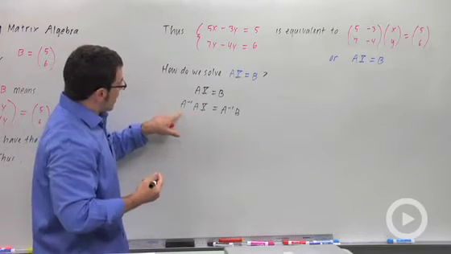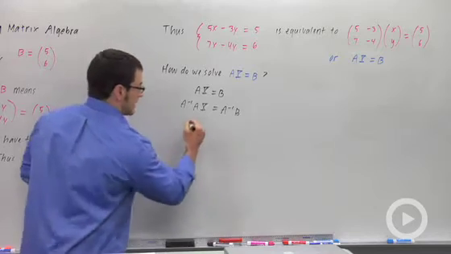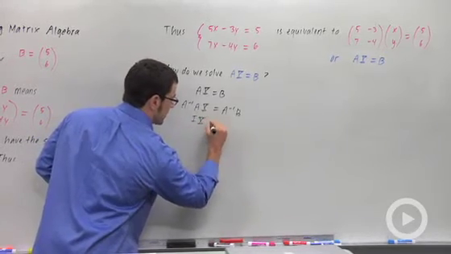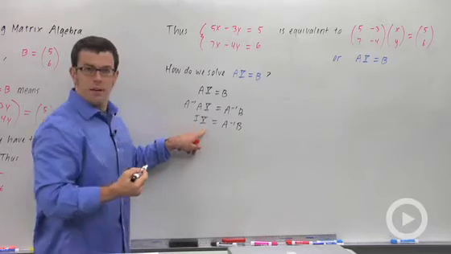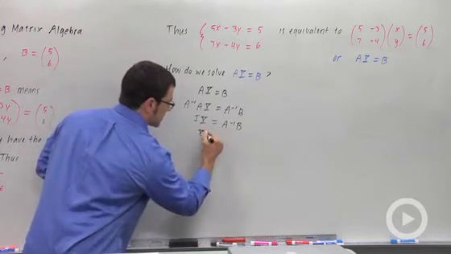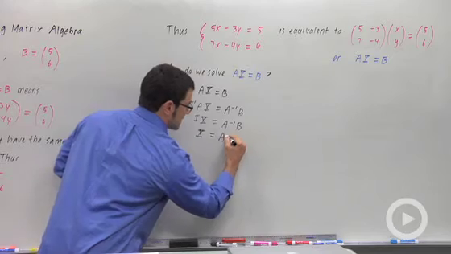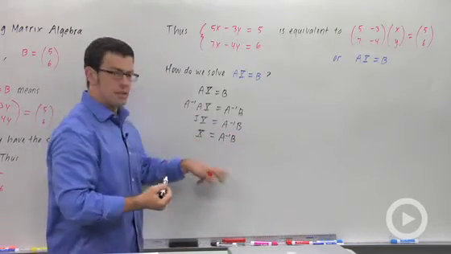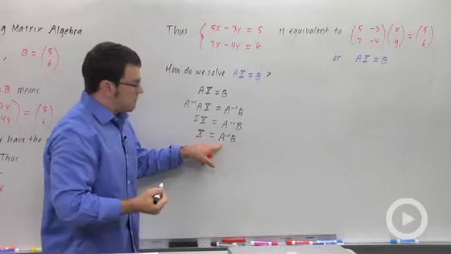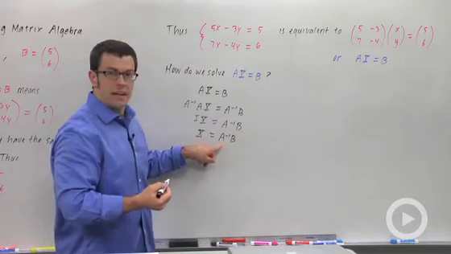Well, what are you going to get here? A inverse times A is the identity matrix times X. And the identity matrix times X is going to be X. So this is X equals A inverse B. That's actually your solution. You'll have x, y equals and then some numbers. So all you have to do is find out what the inverse matrix of A is.